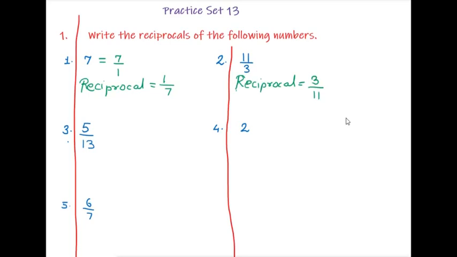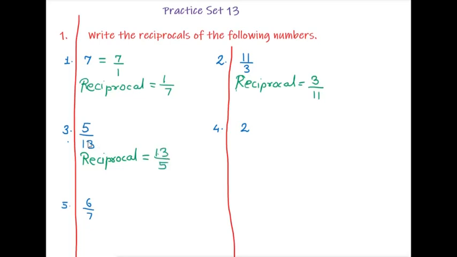Now, third sum. Reciprocal of 5 upon 13. So, what will be its reciprocal? Just change the numerator and denominator. Numerator is 5, it will become denominator. And denominator is 13, it will become numerator. So, reciprocal is equal to 13 upon 5.